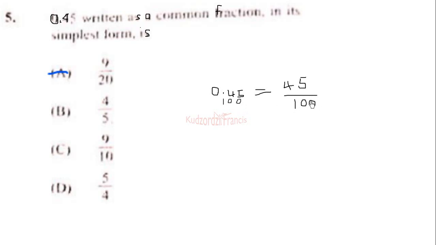Now we simplify this. 45 is the same as 5 times 9, and 100 is the same as 5 times 20. So it means the 5 cancels out, we have 9 out of 20. So the correct answer is A.